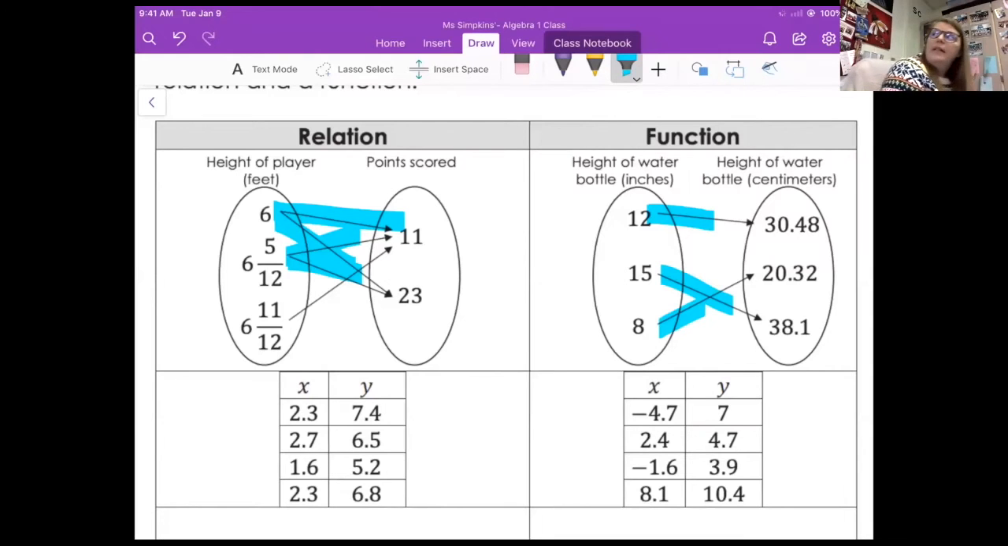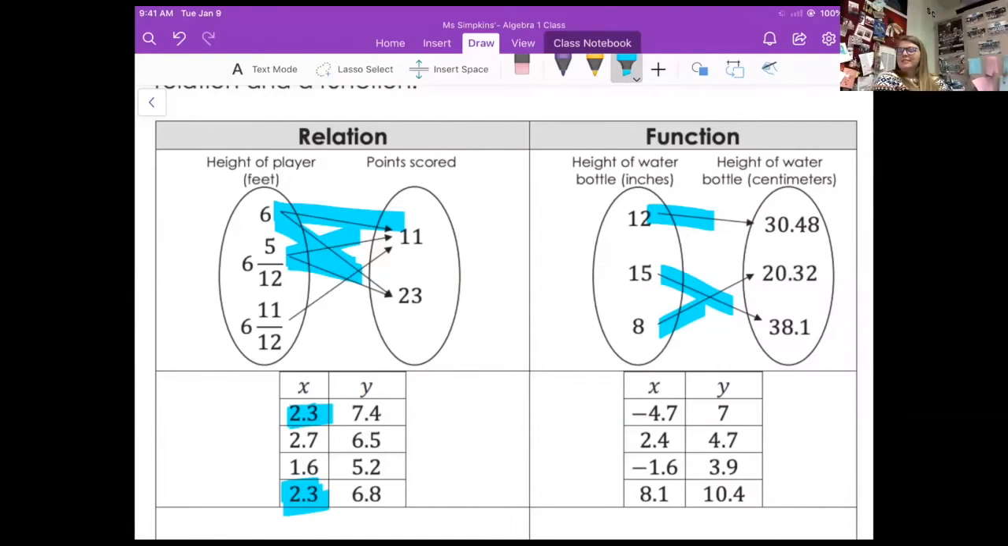What about the table on the left? What makes that table on the left not a function? Yeah, Henry. Because 2.3 has, what is it called? Oh, you're good. Use your words. Oh, it has 2 outputs. Yeah, so 2.3 input has 2 outputs. 2.3's output is 7.4 and 6.8, and that's not allowed to happen. And then what makes the one on the right a function is you can see each of those individual inputs are different. So they are all going to various different outputs. So that's what makes it a function.